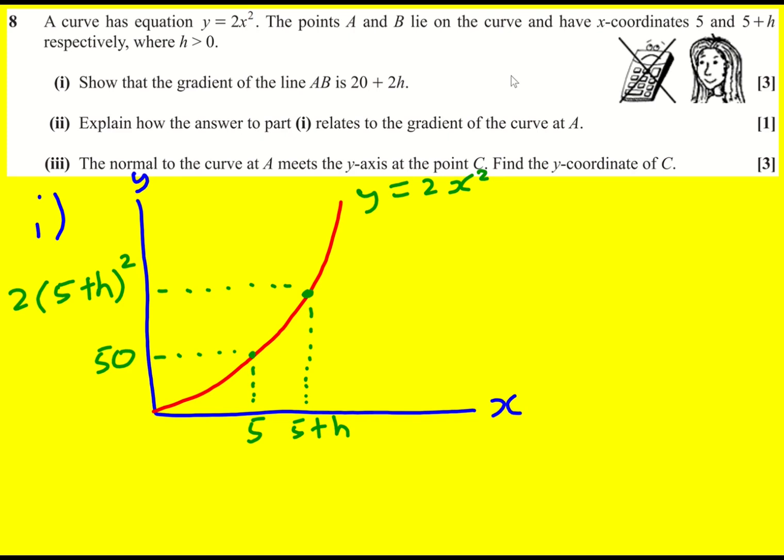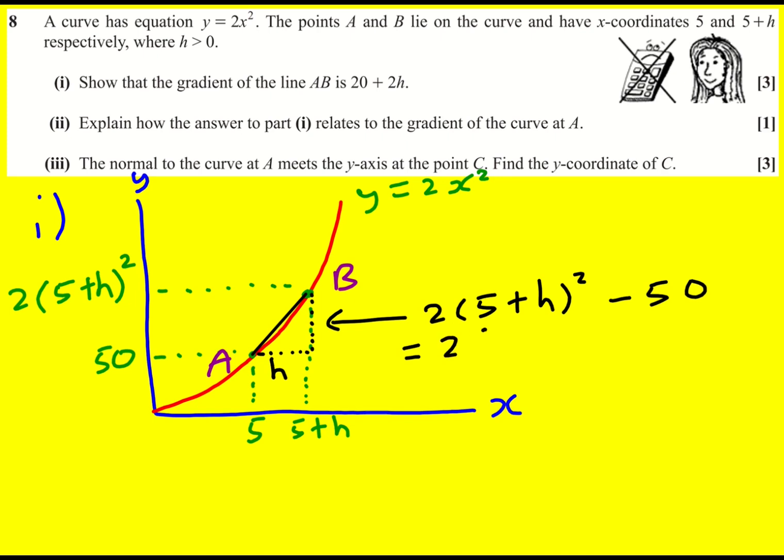This is point A and point B. And then we're asked to show the gradient of the line is 20 plus 2h. So here's my line, and it has a run and it has a rise. The run is very quick to see, it's just going to be h. The rise is going to be the difference. It's going to be this value, 2 times 5 plus h squared, minus the 50.